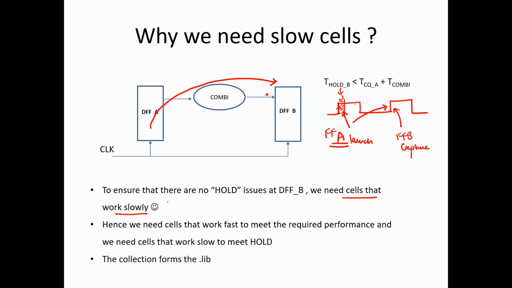This becomes a contradictory requirement. I want the cells to be fast to meet my setup. I want the cells to be slow to meet my hold. Hence, we need a variety of cells to meet these requirements. And this collection is what is present in the dot lib. Clear?